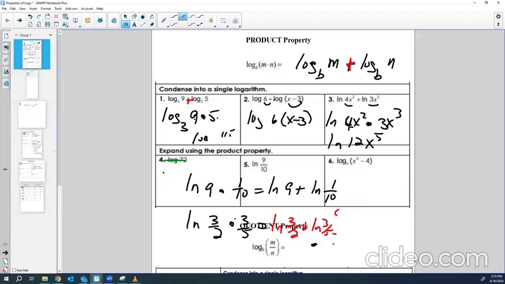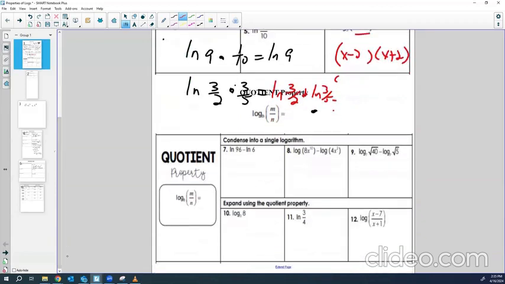All right, guys. Number 6, if you recognize, is a difference of squares. So x squared minus 4 is just x minus 2 times x plus 2. That's the difference of squares. Okay, let me see something really quick.